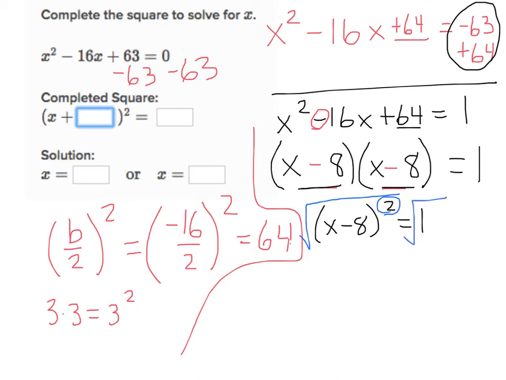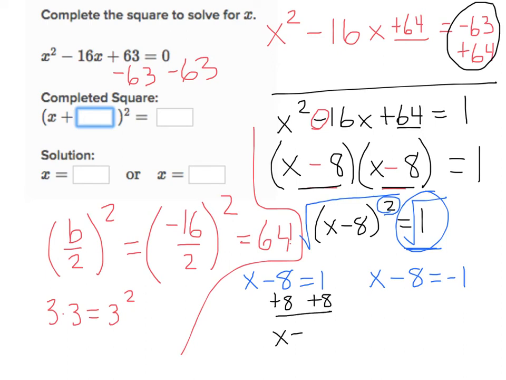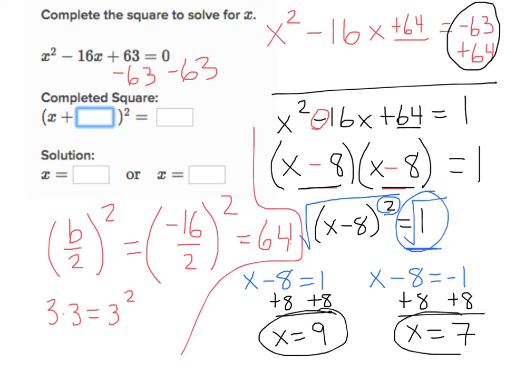Square root both sides. And so I have x minus 8 equals the square root of 1, which is 1, but the square root of 1 is also negative 1, so I have to rewrite it: x minus 8 equals negative 1. Remember, the square root of 1 is not just 1, it's also negative 1. And so now I'm going to add 8 on both sides, and so x equals 9, and I'm going to add 8 on both sides here, and so x equals 7. So those are my two answers, 9 and 7.